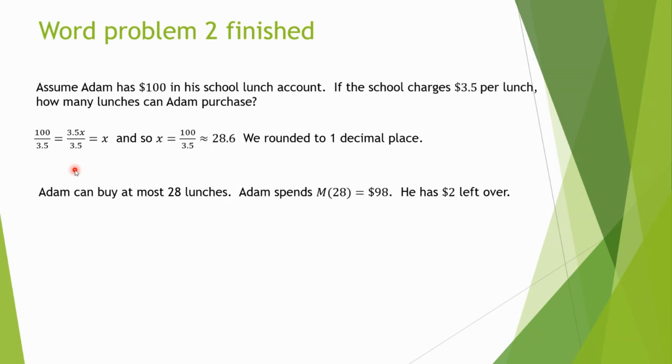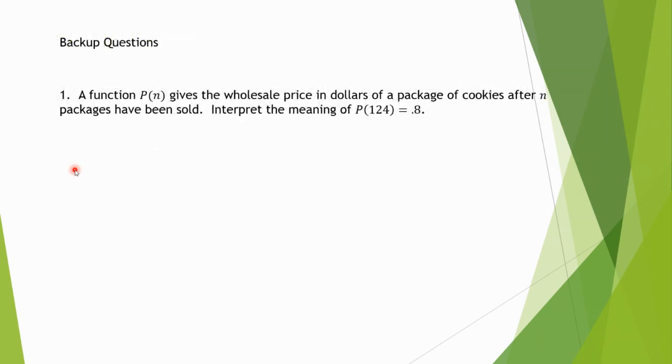Okay, so I'm going to move on to some new ones. These are other questions they have in the book. It's really just interpretation. Here they tell you that P of n is a function, and P of n is the wholesale price in dollars of a package of cookies after n packages have been sold. Now they're asking, what's the meaning of this? What does this tell us?